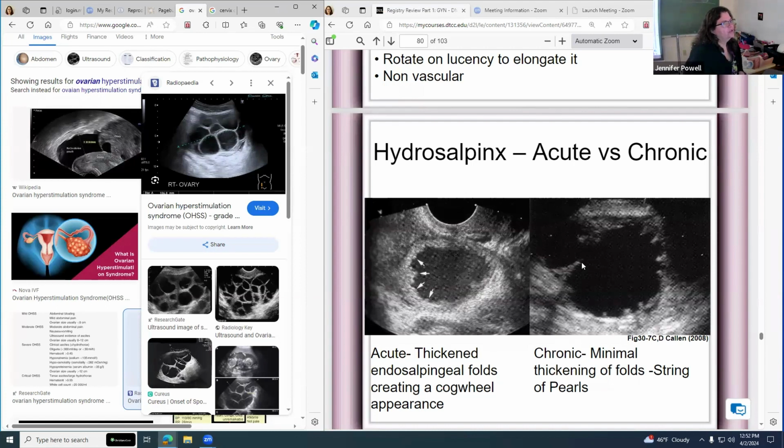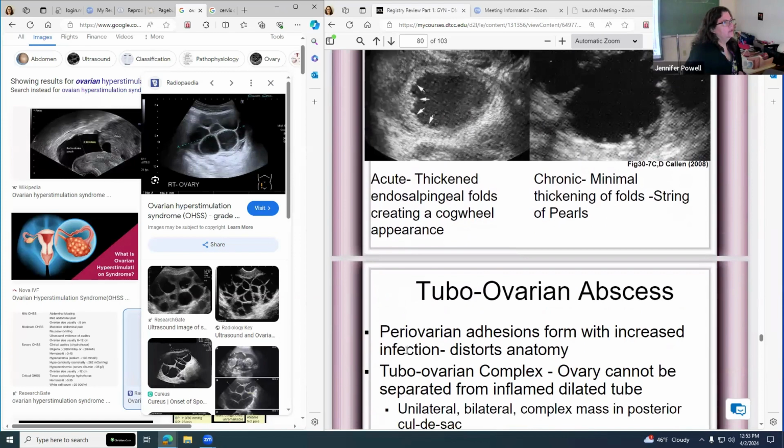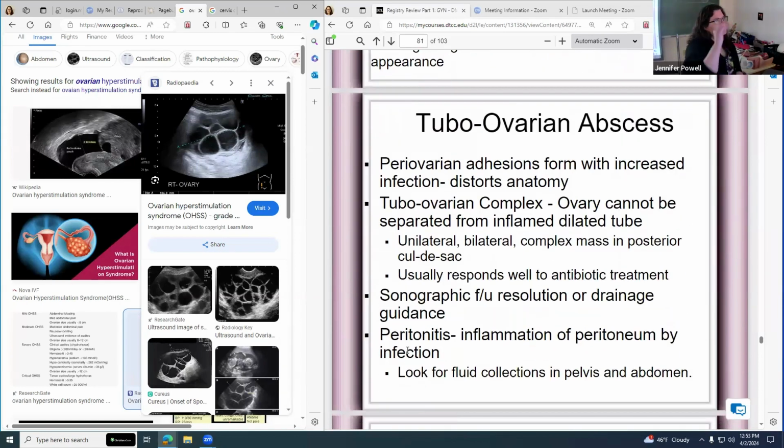Minimal thickening of folds, but you do have this septa. All right. Tubo-ovarian abscess: peri-ovarian adhesions form with increased infection, and it distorts the anatomy. Tubo-ovarian complex: the ovary cannot be separated from the inflamed dilated tube. It is now adhered to the tube.